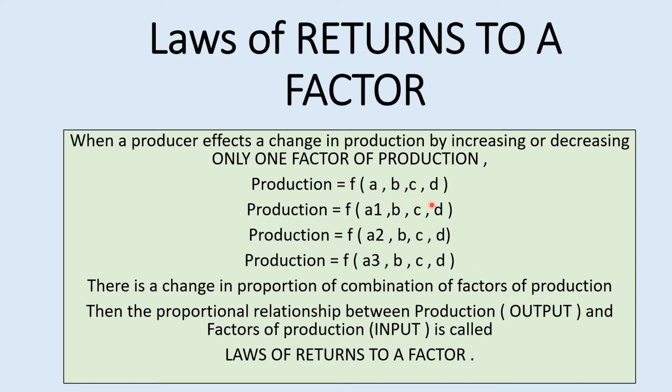Obviously यहाँ पर रेशियो इनका एक जैसा था, यहाँ पर डिफरेंट है, यहाँ पर डिफरेंट है. Then the proportional relation between the production, which is called the output, and the factors of production, which is called the input, is called laws of returns to a factor. When we will be talking of the laws of return to a factor, we shall be changing the one input. एक इनपुट को ही हम बढ़ाएंगे या कम करेंगे, बाकी इनपुट्स को एज इट इज रखेंगे एंड देन वी विल कंपेयर द प्रोडक्शन ऑफ आउटपुट. उसके बारे में जब स्टडी करेंगे तो उसको बोला जाता है लॉज ऑफ रिटर्न्स टू अ फैक्टर.